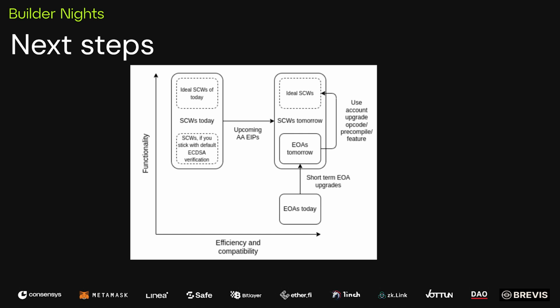So what are the next steps? This is one of the ways in which I think about it. If you think about the two axes as functionality, and efficiency and compatibility with existing applications in the existing ecosystem, you can think of EOAs as being in one corner and smart contract wallets in the opposite corner. Either you have an EOA, which does not have these convenience features or security properties, or you have a smart contract wallet, which does have these properties, but has a whole bunch of other problems.